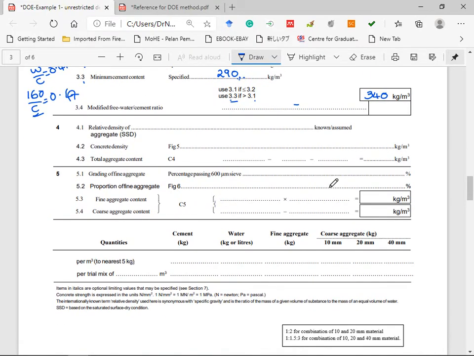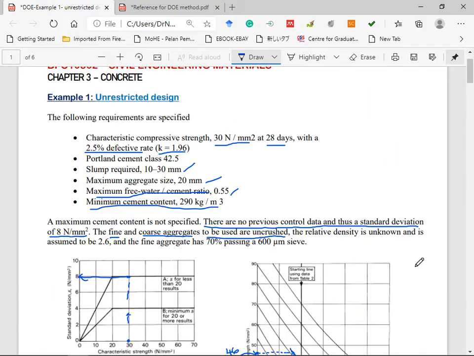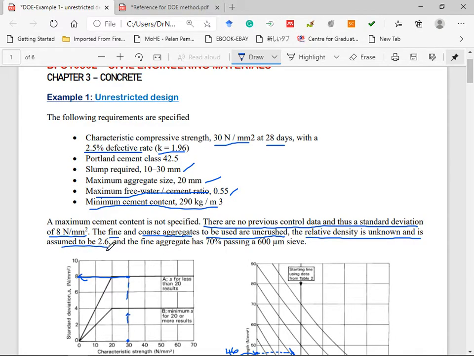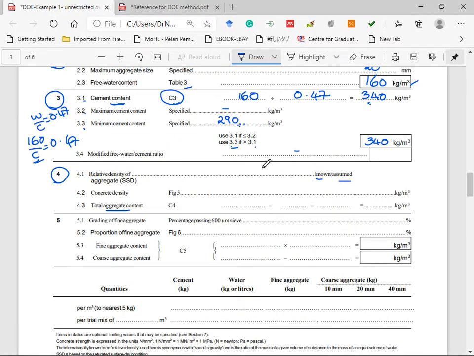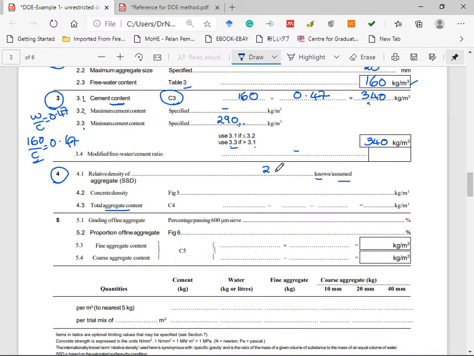Next is stage 4. Stage 4 is to determine the total aggregate content in the mix design. Our relative density is either known or assumed. In the question, the relative density is unknown and is assumed to be 2.6, and the fine aggregate has 70% passing 600 micrometer. So we use these two data to determine the sand and also coarse aggregate. As given in the question, we assume the SSD relative density of the aggregate, under the SSD condition, is 2.6.